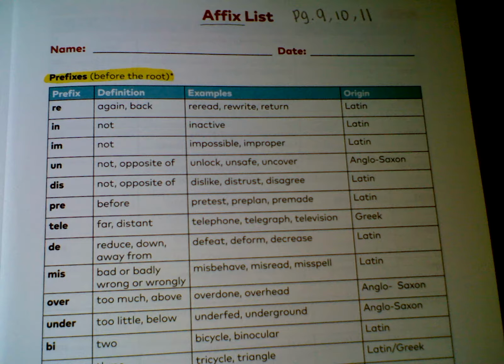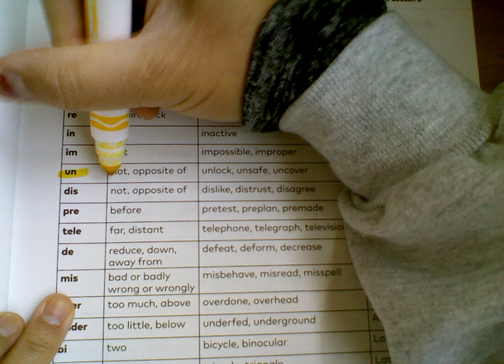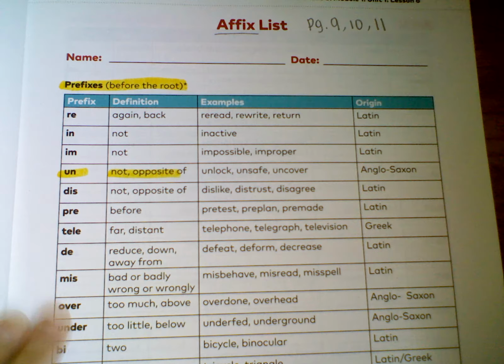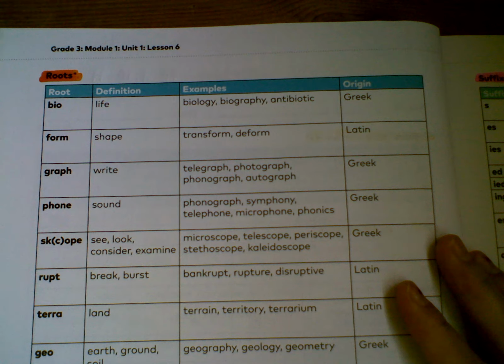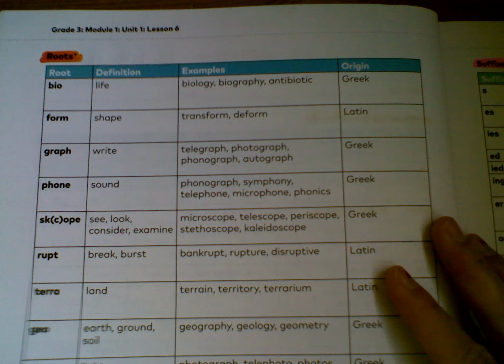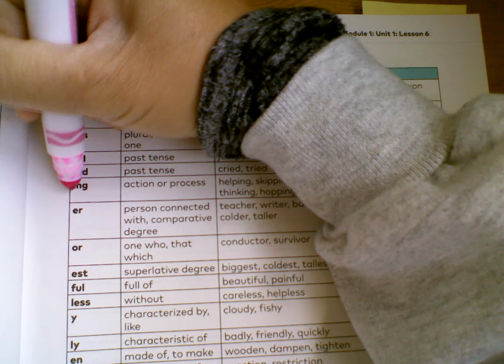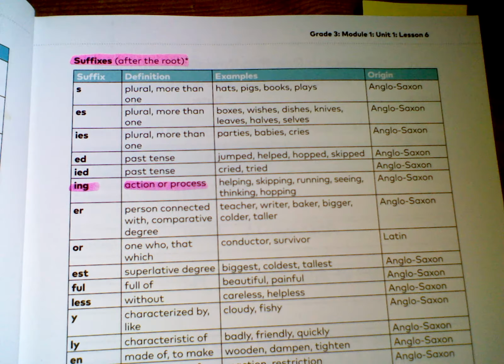Okay, so here we go. Let's start with the prefixes on page 9. Can you guys find un? Oh, I see it. Yeah, you guys are pointing it out right here. Un. So it means not, opposite. Okay. And then let's see. We have the word is unfeeling. Let's go to page 10. Is feel a root word? Feel. F-E-E-L. Nope, I don't see it. Let's see. Is there any suffixes? You're right. There's the ing, which means action or process.